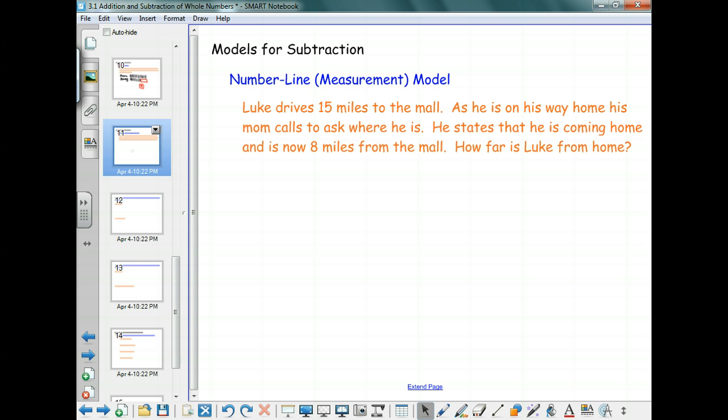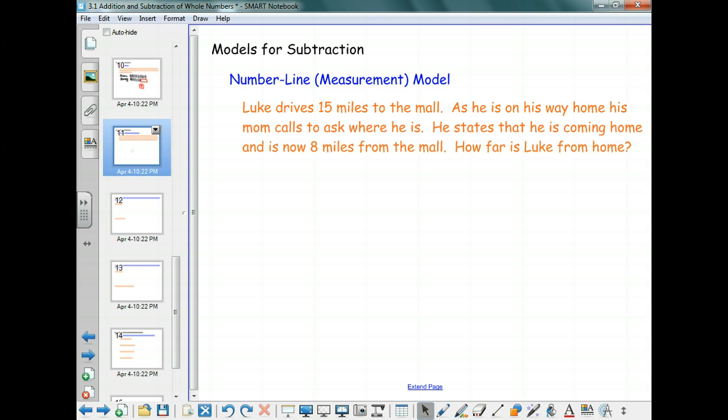All right, the last one of the models is the number line model. Now, we've seen a number line model for addition, and this is a very similar idea for subtraction. Again, we see this number line measurement model used when we're measuring something. Okay, so again, I wouldn't talk about the number of points in basketball because you can't have half of a point. It doesn't make any sense to use a number line model to measure this. Okay? But in this case, on this problem, you see miles. Okay, number of miles, in this case, to the mall.